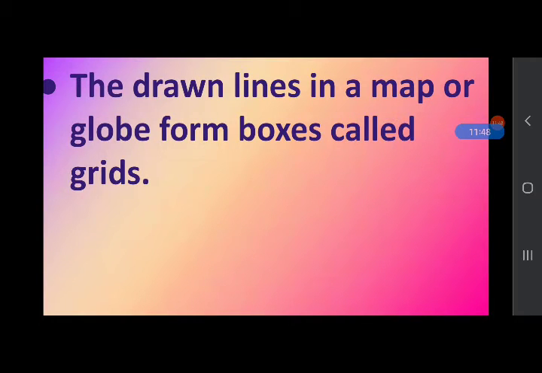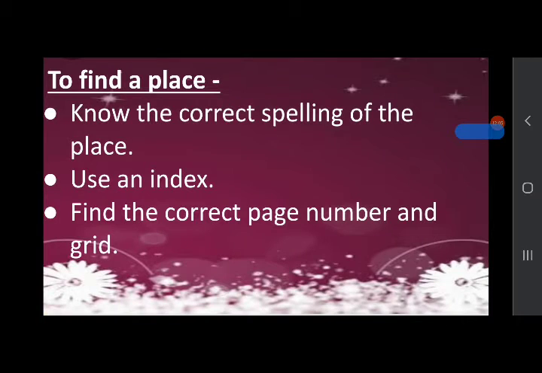And we can find the exact location of a place when we know the reference or the information of the grid that uses both the number and the letter. To look for a place on the map in an atlas, we should first know the correct spelling of the place. Next, we should open the index of an atlas and look for the name of the place.